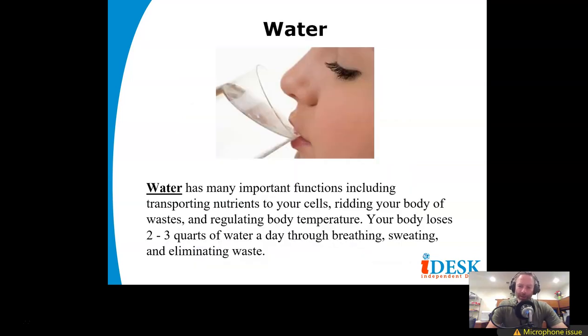Now, water. Obviously, you've probably seen people carrying around water bottles. There's a lot of discussion about water and staying hydrated. Water has many important functions, including transporting nutrients to your cells, ridding your body of waste, and regulating body temperature. Your body loses 2 to 3 quarts of water a day through breathing, sweating, and eliminating waste. So it's always important to be replenishing that.